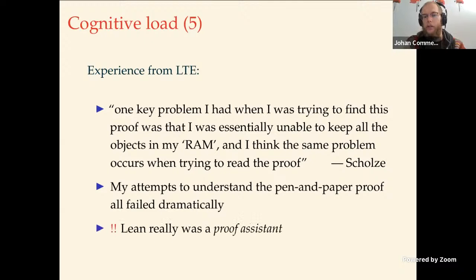And in that sense, Lean was really a proof assistant. This terminology is sometimes used for this software, and I think most of the time it's a bit preposterous because the software is just being really annoying and pedantic. But in this case, it really was a proof assistant because I couldn't understand the proof. I could just see 3 or 4 lines ahead.